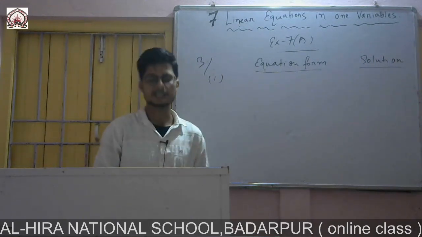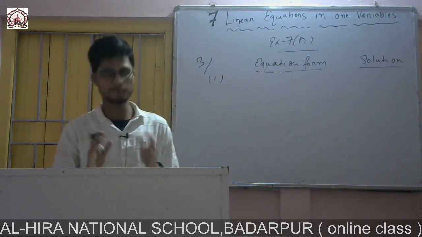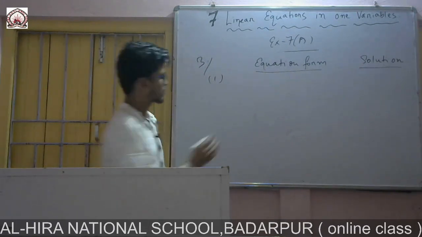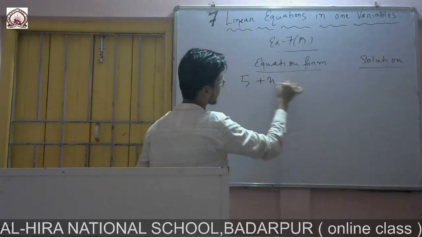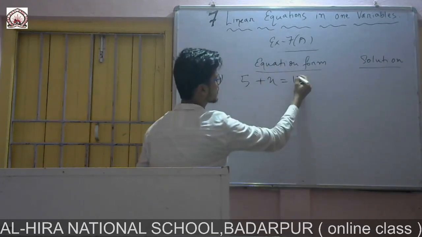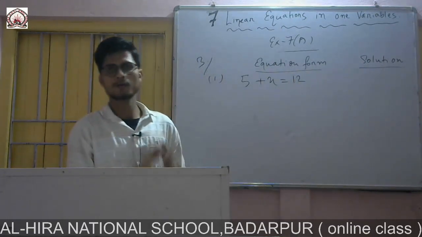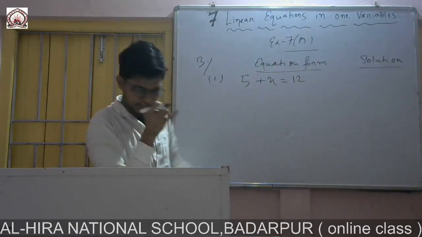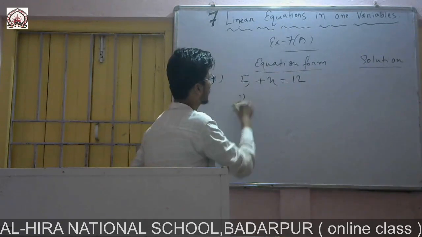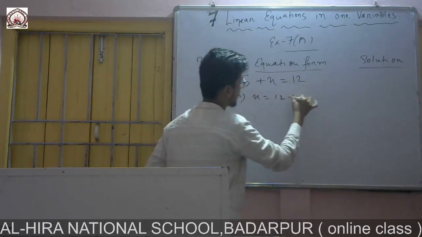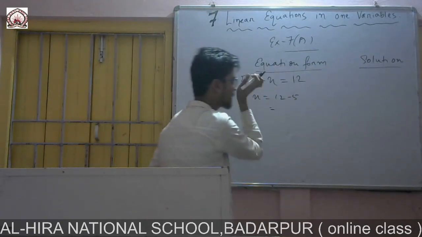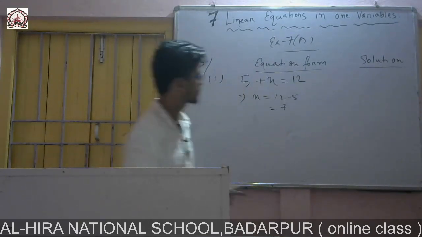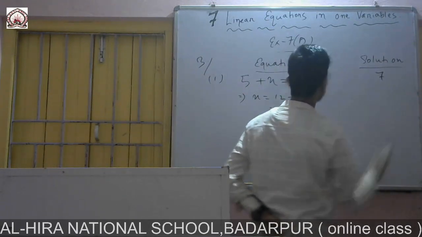You see, the sum of 5 and x, sum means I have to add, which is equal to 12. So sum of 5 and x equals to 12. It is given, you see. The sum of 5 and x is 12. So now if I find the value, what I will get? x equal to 12 minus 5. So answer is 7. So the solution will be 7.